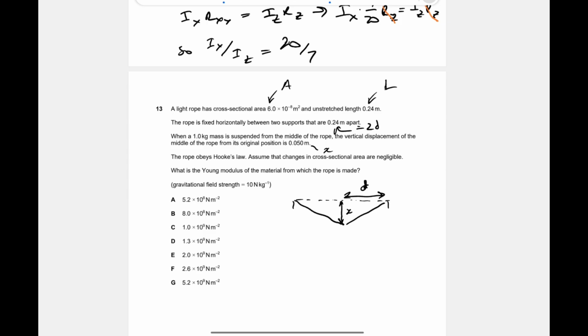And then let's say this angle over here is theta, so this is also theta. So anyways, we won't use x because that will confuse us with the extension of the rope. Let's call this d, and let's call it h then.